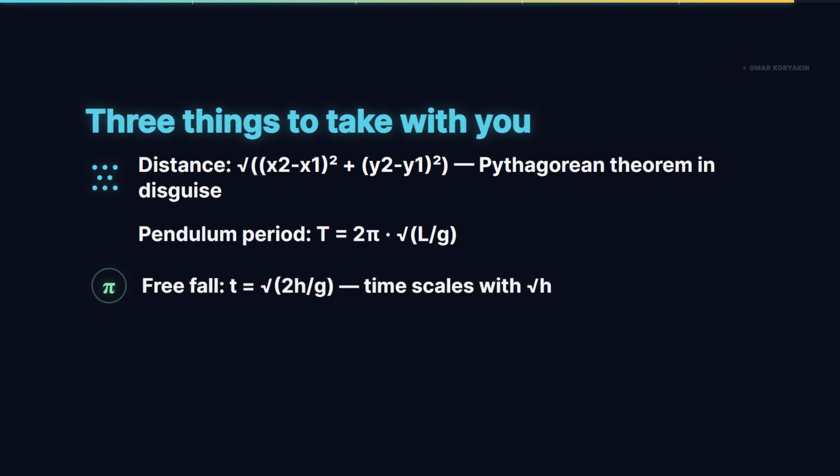Free fall time equals the square root of 2h over g. Doubling the height multiplies the time by root 2, not by 2. The pattern of square root scaling is the universal signature of these square root applications.